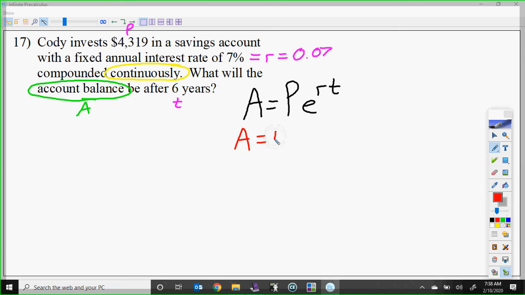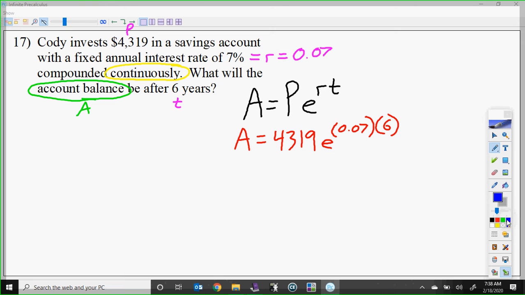I know that P is 4,319. E is just e, 2.7, and the exponent is going to be 0.07 times 6. I don't need to solve this for a variable because the variable I'm solving for is already by itself. So I can plug this into my calculator just the way it looks. On my calculator, I'm going to type in 4319, and then e with the little box above it for my exponent, if I can find it. Yep, there it is. And then parentheses 0.07, close parentheses, parentheses 6.